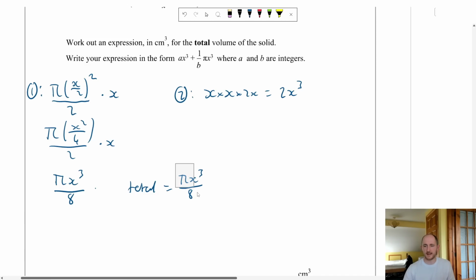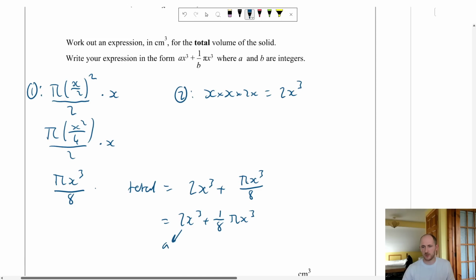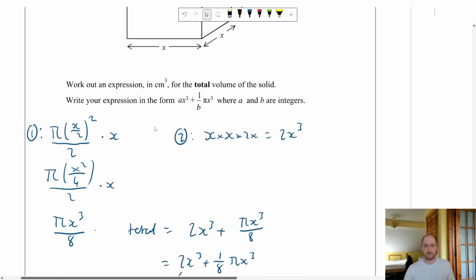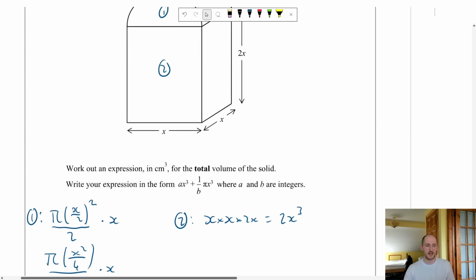In fact, I'm going to write that second for a very good reason. Because if you notice, this kind of looks like this. And then we're going to have 2x cubed. So our answer is 2x cubed plus, I'm bringing the 1 over 8 forward, pi x cubed. So here we have our value of a is 2 and our value of b is 1/8. And hopefully that makes sense. It's 4 marks. It's not too bad. Again, a boatload of geometry in this wonderful paper that we're doing.